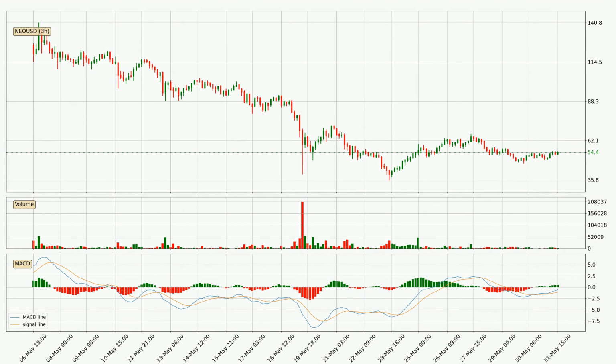Looking at the 3-hourly MACD, the MACD line is above the signal line, meaning that the trend is currently on the up. The MACD histogram shows that the momentum is currently strong, and it could be expected the price to go further to the upside.